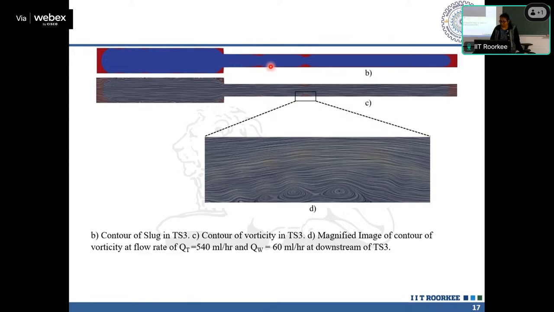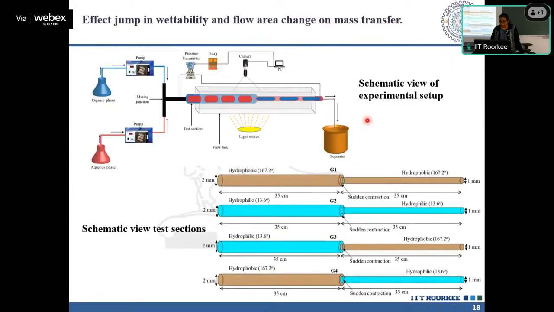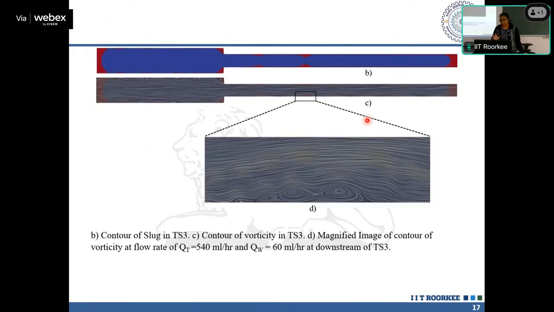Okay, so that is one thing, and the second thing is that sometimes some droplet formation also takes place. That is not shown here, but it also happens. So this is the first part of the study, where we have just seen that a change in area is responsible for some kind of enhancement of the efficiency.